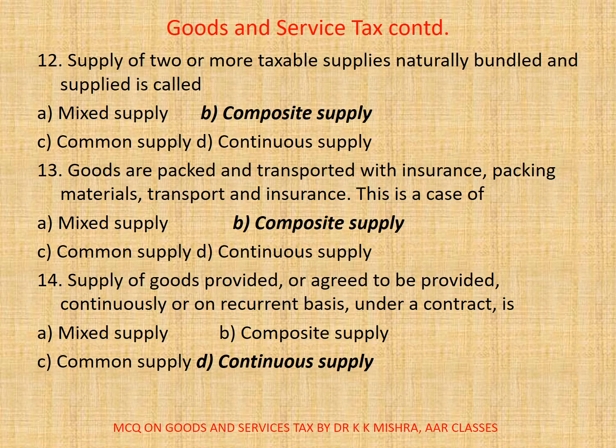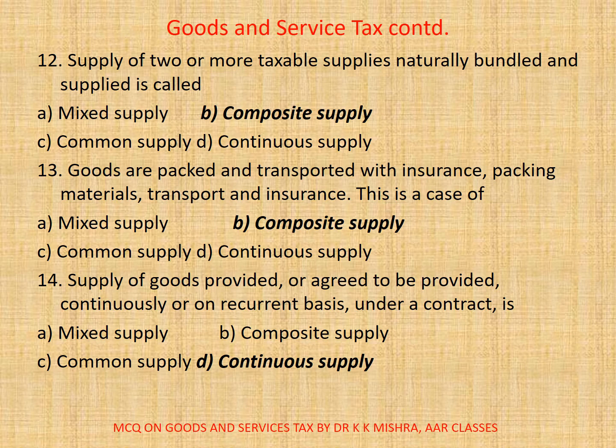12. Supply of two or more taxable supplies naturally bundled and supplied is called A. mixed supply, B. composite supply, C. common supply, D. continuous supply. The correct option is B. composite supply.